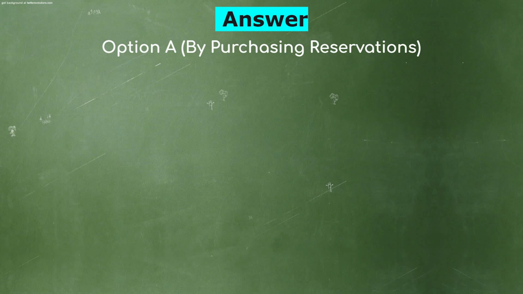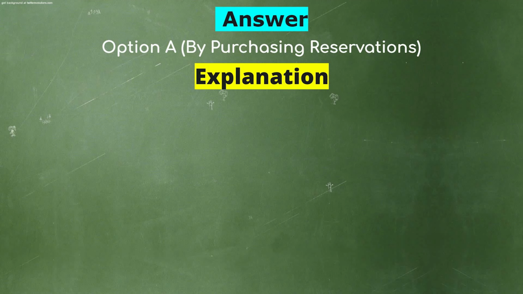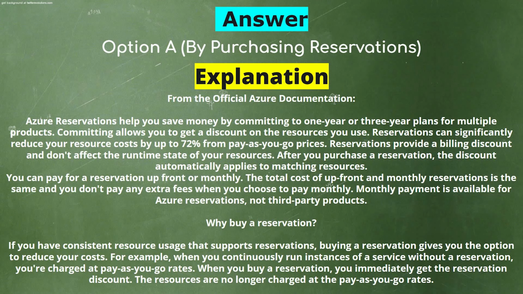By purchasing reservations. Explanation. Azure reservations help you save money by committing to 1 year or 3 years plans for multiple products. Committing allows you to get a discount on the resources you use. Reservations can significantly reduce your resource cost by up to 72% from pay-as-you-go prices. Reservations provide a billing discount and don't affect the runtime state of your resources. After you purchase a reservation, the discount automatically applies to matching resources.